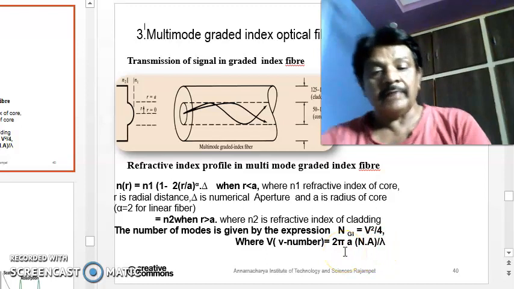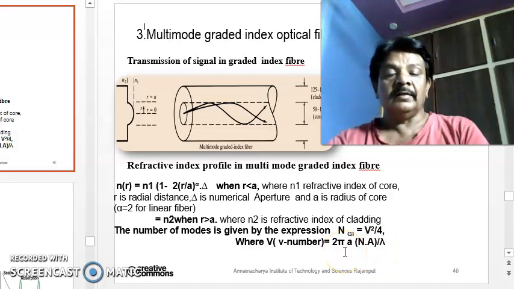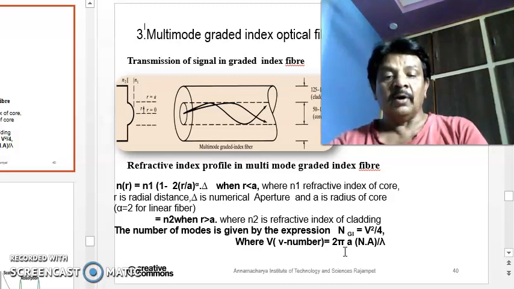So if you have a question on mode of propagation in types of optical fiber, or are asked to explain the V number, you can answer using the same values. Thank you.